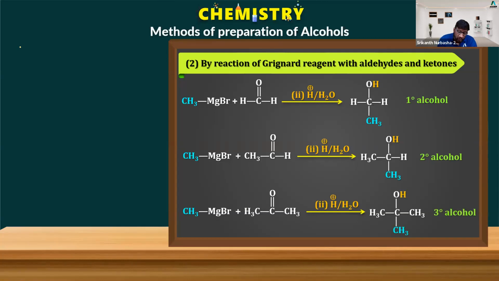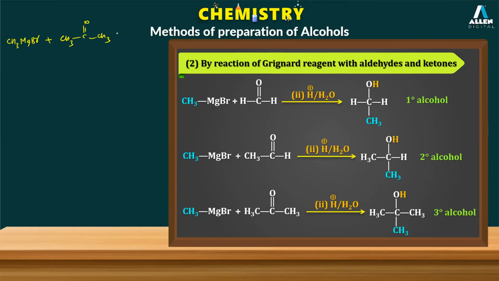The mechanistic approach we are going to write now. CH3MgBr, let us write for the tertiary alcohol formation, treated with CH3C=OCH3. The Grignard reagent can act as a base as well as a nucleophile. It acts as a base when there is an acidic proton. Is there an acidic proton in the ketone? No. No acidic proton. So CH3- will act as a nucleophile now.